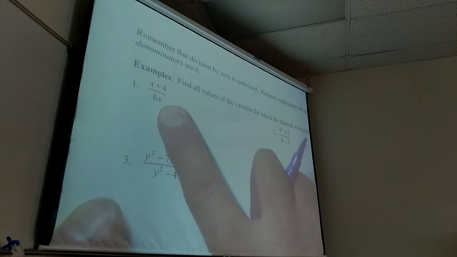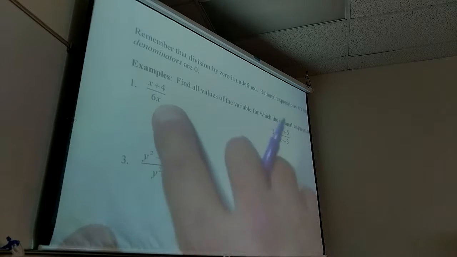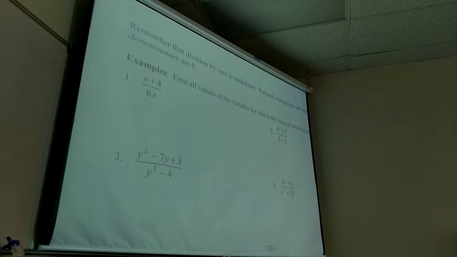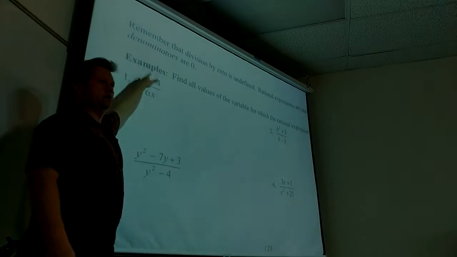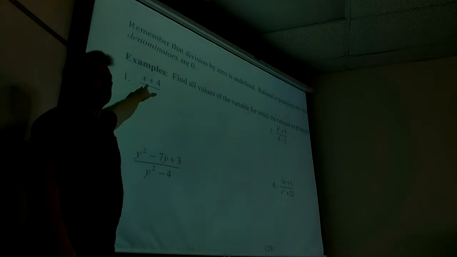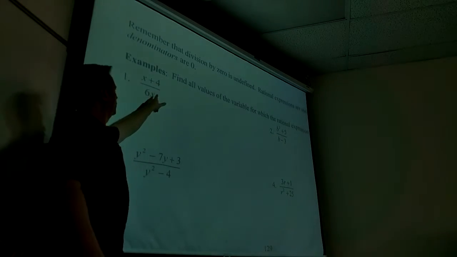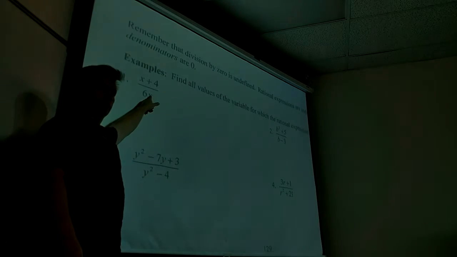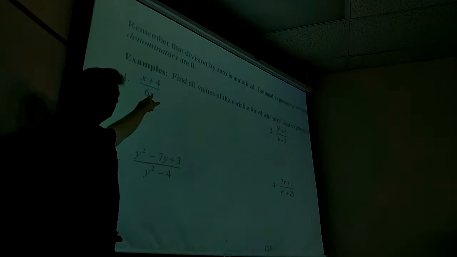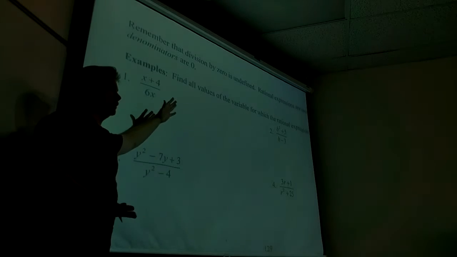What x can I not use? 0. I can't use 0. I can use 1 all day. I get 5 over 6. That's fine. What happens if I try to use 0? I get 4 over 0. And that's a problem, right? What is that? Undefined. I love it.